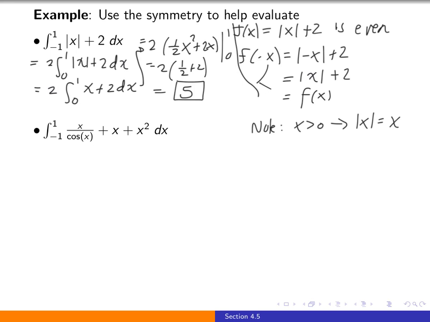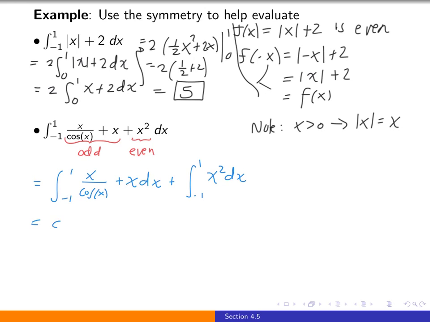So one last example. Looking at the integrand, at first glance, this looks like it would be really difficult to evaluate. But we're going from -1 to 1, so our interval is symmetric about the origin. And I'm just going to make the observation, and I'm going to let you check the details. x over cosine plus x is odd. x squared is even. So if we write this as the integral from -1 to 1, so symmetric about the origin, of the odd function, x over cosine plus x, plus the integral from -1 to 1 of the even function, x squared.